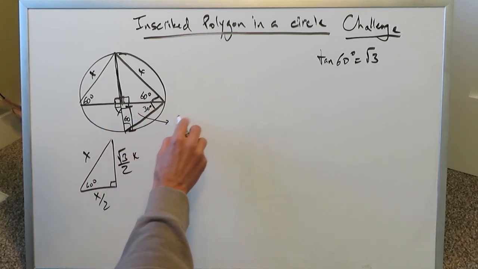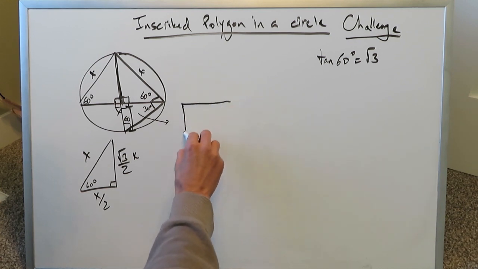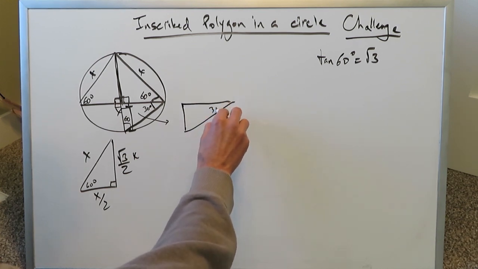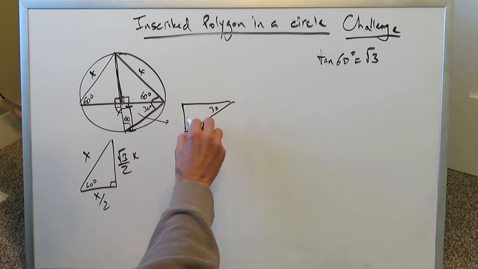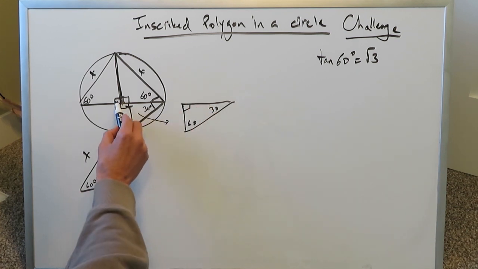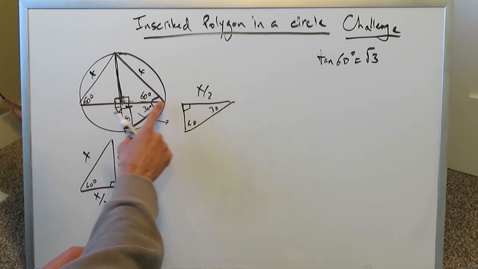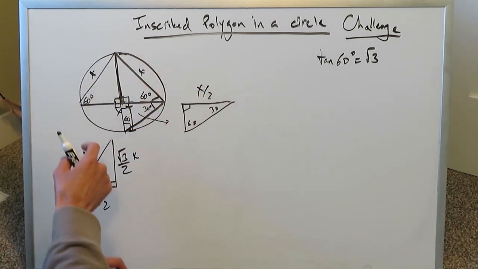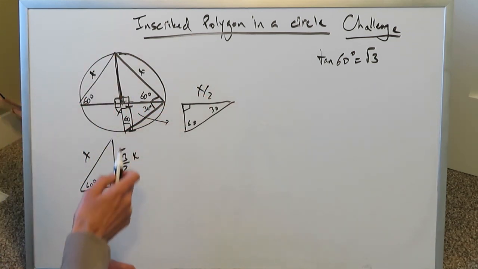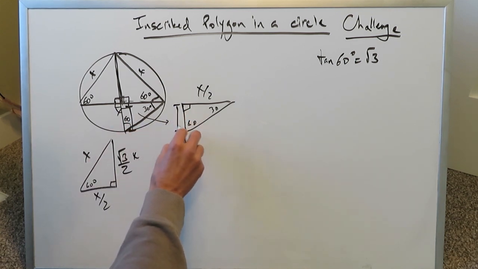Let's pluck out this triangle and draw it exactly as we see it. We have a 30 degree over here, we have a 60 over here, and we have a 90 degrees here. We have this side over here, which is x over 2. Remember, this whole length x was split into an x over 2, and we don't need anything else, and we're only solving now for this part right here.